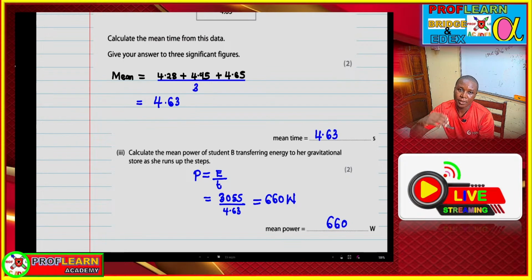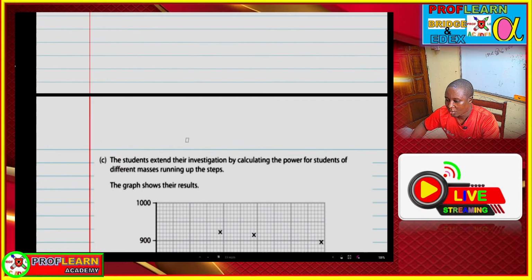Remember, mean power is going to be energy divided by time. So power is the rate at which energy is transferred. So in the process, you are going to say power is going to be energy over time. So we are going to say 3035 divided by 4.63, because time was 4.63. That's going to be 660, and power is given in watts. So we can proceed to the next part.